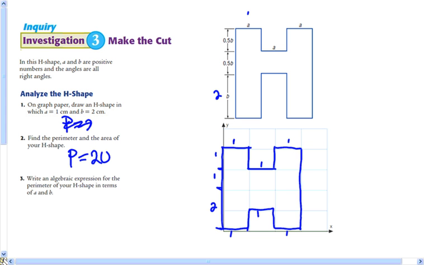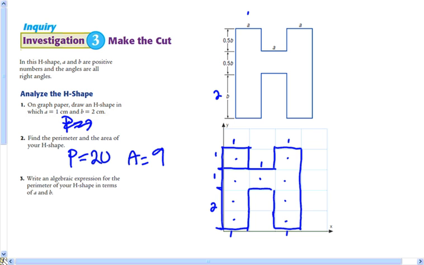And then the area is, every square like this is 1 by 1, so that would be 1 square unit. And if you count them inside the H, you'll see that, oops, I kind of created my shape a little wrong here. Fix that. So, if you count the area correctly, you should get 9 square units.